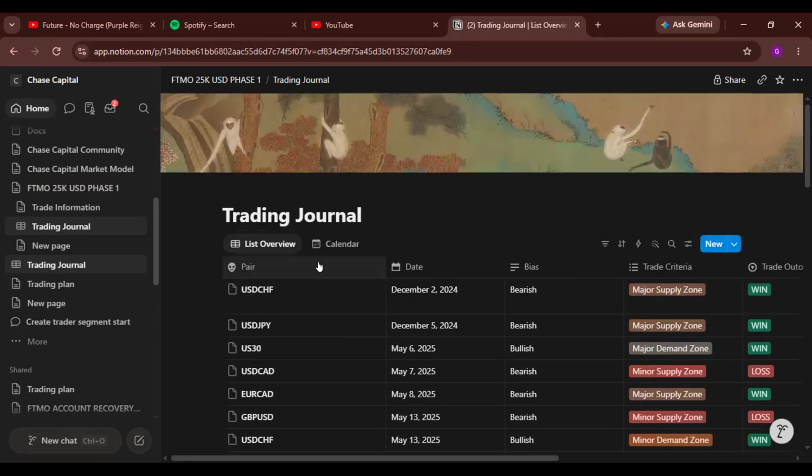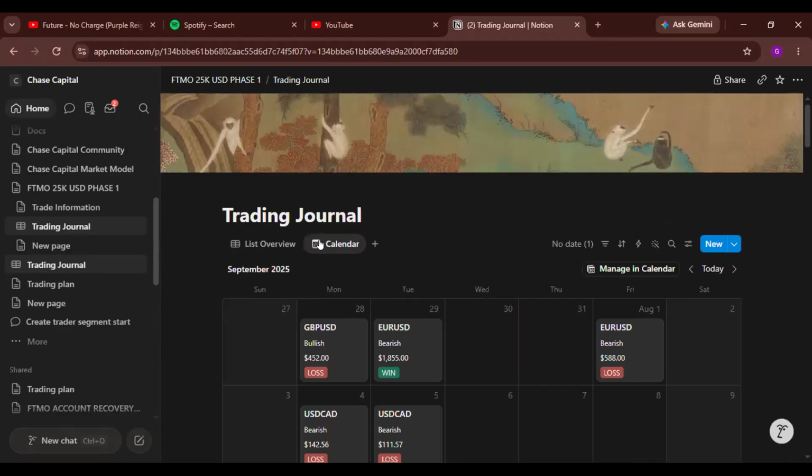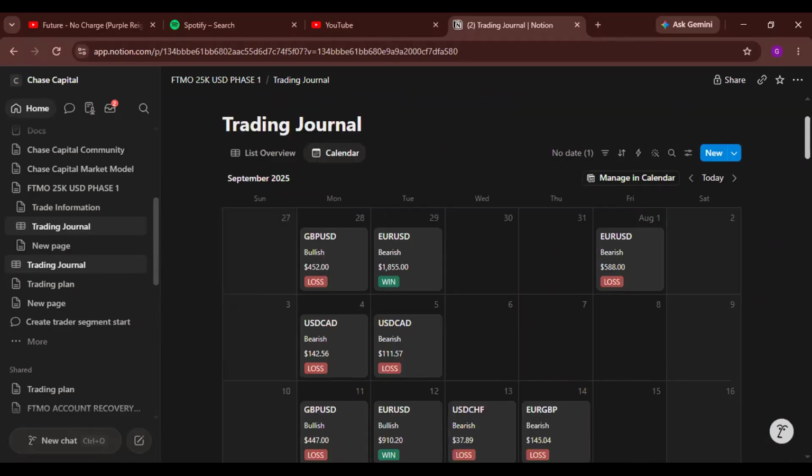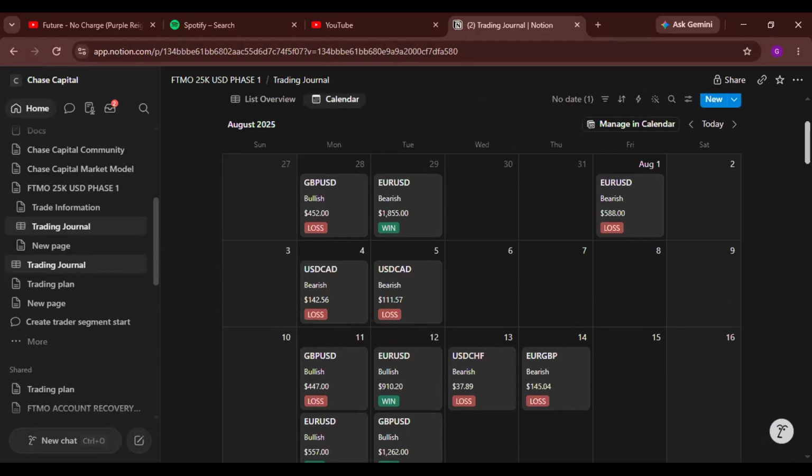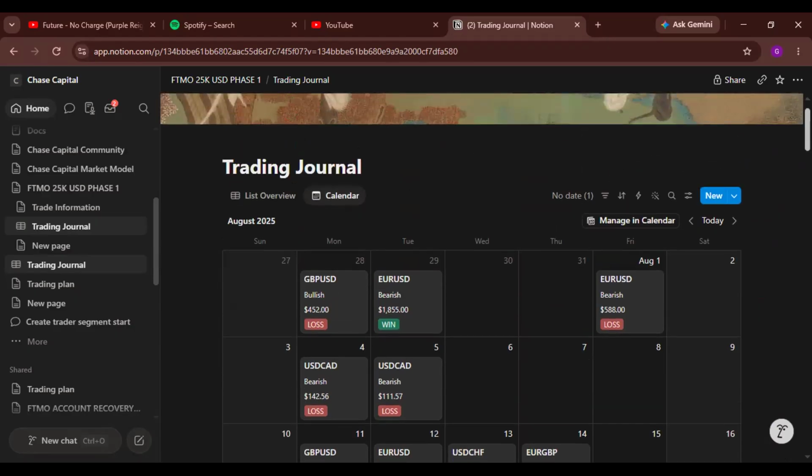Then if you want it in the form of a calendar, you click on calendar here, and it turns out like this. So you're able to see that on this day you were trading GBP USD, my bias is bullish, and then either it was a loss or a profit.